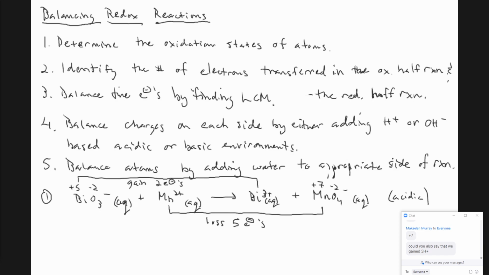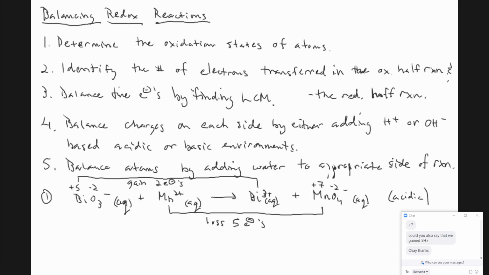Hydrogens, we'll use that to balance out later, Michaela, but we're not saying that we gained 5 H pluses, because we wouldn't balance out this reaction if you're adding in hydrogen atoms all of a sudden. So be careful when you say that. Just transferring electrons here. So we did step 1, we determined the oxidation states. Step 2 was identify the number of electrons transferred.